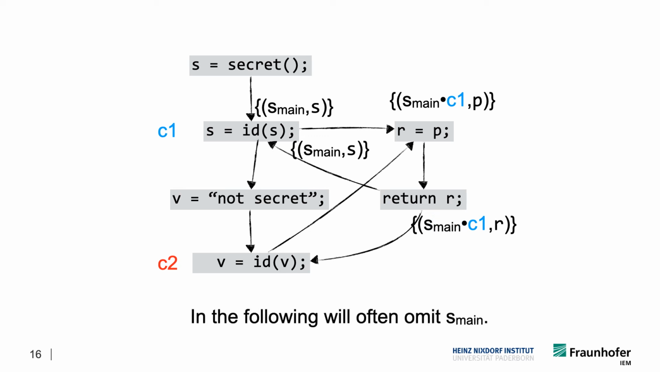And like I said, typically you can also often omit as main. It's usually not important. You can encode that implicitly, and we will typically also not encode that explicitly in the remainder of these slides.